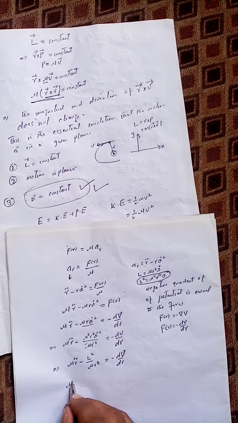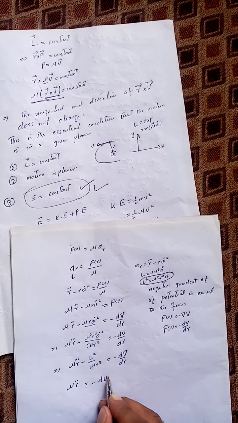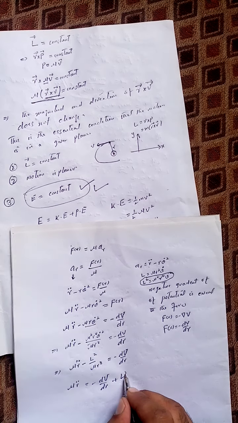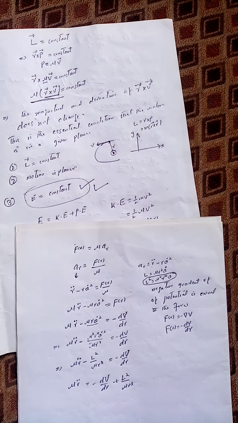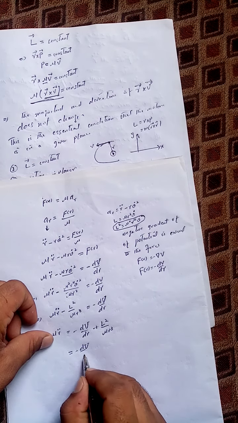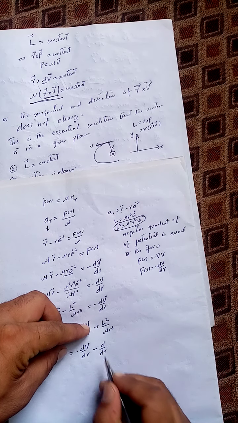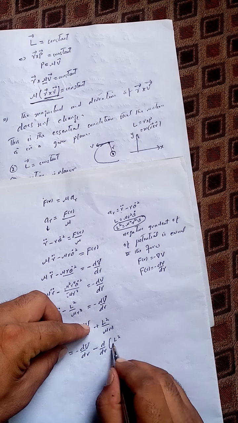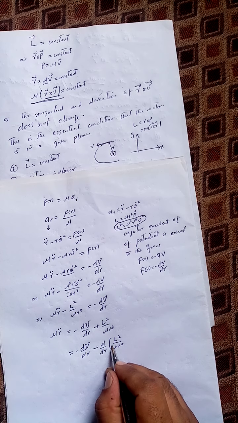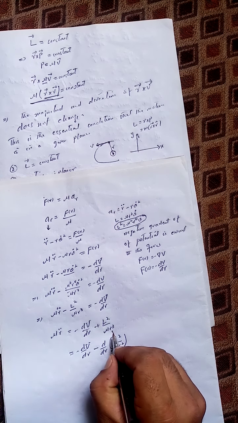Or we can write mu R double dot is equal to minus dV over dr plus L square over mu R cube. This will be equal to minus dV over dr, and we have minus d over dr of L square over 2 mu R square, sorry. If we apply this differential operator d over dr on this one, we get this relation back.